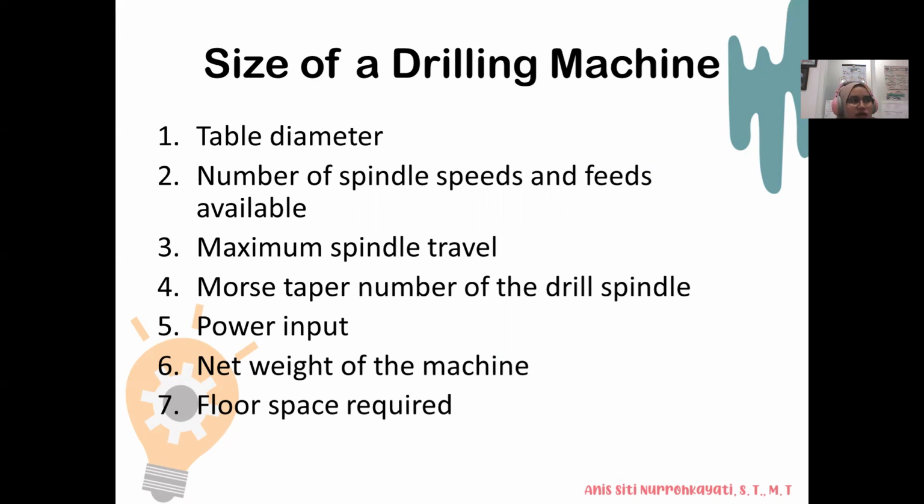For example, drilling machine type A and drilling machine type B have different sizes. For example, table diameter in drilling machine A is not the same as in drilling machine B.